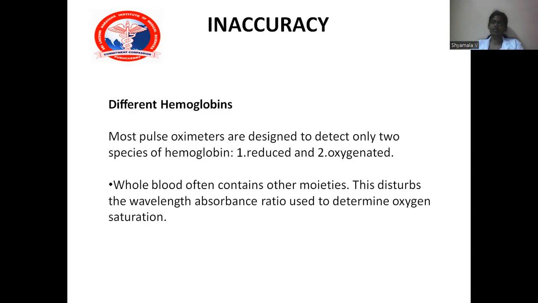Inaccurate readings will be seen with the pulse oximeter whenever there is a difference due to the presence of different hemoglobin levels, severe anemia, severe hyperbilirubinemia due to pressure effect, and hyperemia. So we can see one by one. Different types of hemoglobin are present in the body, but most pulse oximeters use only two species of hemoglobin, that is reduced hemoglobin and oxygenated hemoglobin. But the blood contains other moieties also, which disturb the wavelength absorbance ratio used to determine the oxygen saturation.